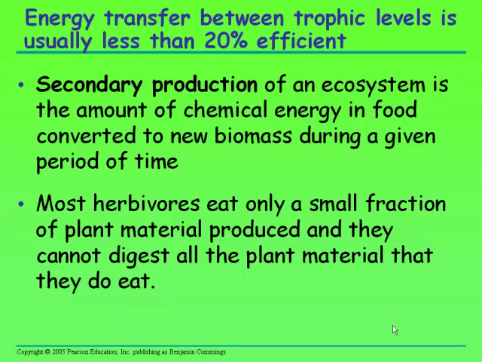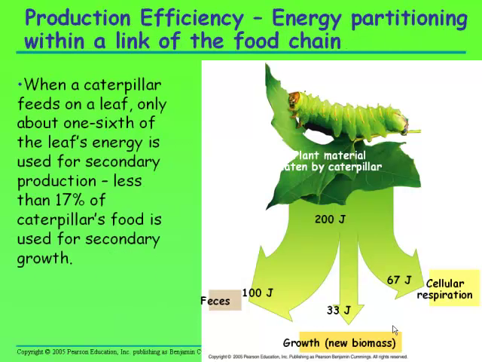Energy transfer between trophic levels is usually less than 20% efficient. Secondary production of an ecosystem is the amount of chemical energy in food converted to new biomass during a given period of time. So, we're talking about herbivores. They eat only a small fraction of plant material produced, and they cannot digest all the plant material that they eat. And in this diagram, energy partitioning within a link of the food chain.